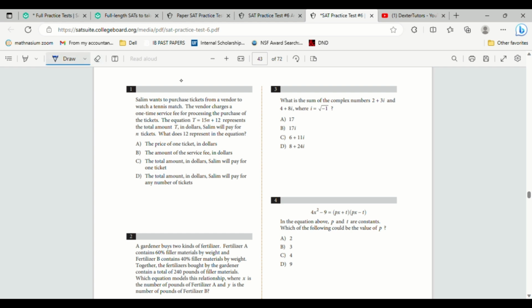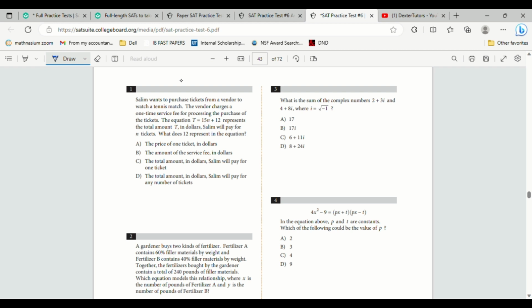Salim wants to purchase tickets from a vendor to watch a tennis match. The vendor charges a one-time service fee for processing the purchase of the tickets. The equation T equals 15n plus 12 represents the total amount T in dollars Salim will pay for n tickets. So what does 12 represent in this equation?